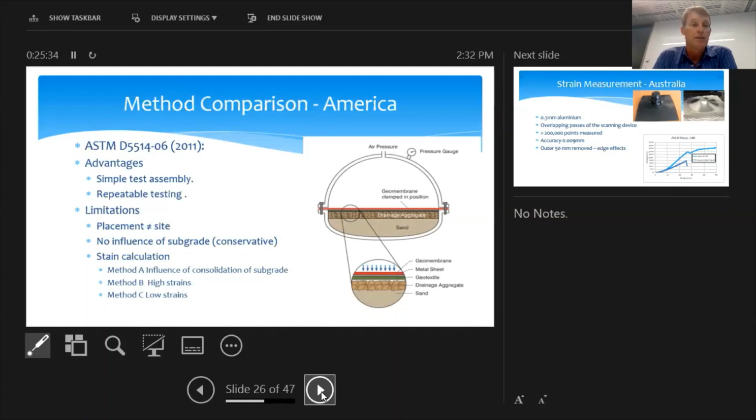In terms of advantages, it's simple assembly and repeatable testing. Limitations: the placement is not equivalent to the site, because you're placing with the gravel facing upwards. There's no influence of the subgrade. And really the strain calculations that are listed in the standard are just terrible, to say the least, and wrong in most cases. So if you're going to use this method, don't use the strain method calculations that they use there. They are very limited, and the way that they're written is not ideal.